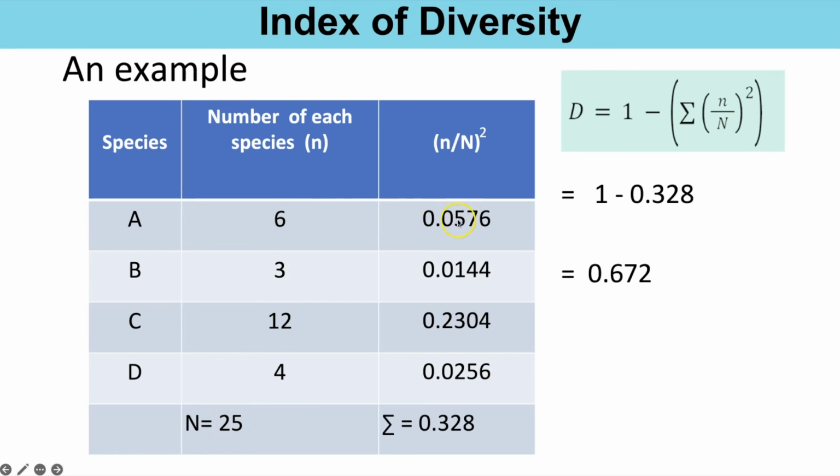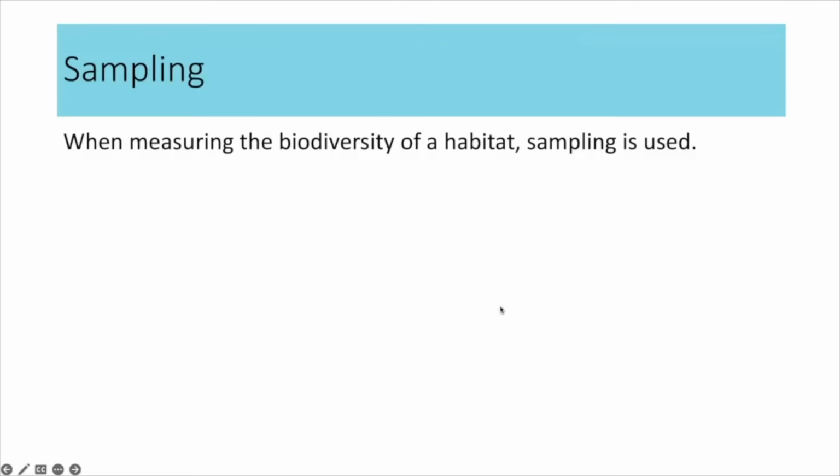So we'd need to calculate that for every species. So this here would be 6 divided by 25 squared, 3 divided by 25 squared, 12 divided by 25 squared, 4 divided by 25 squared, and then it is the sum of all of those. Once we've then done that, which in this case is 0.328, it's 1 minus that value, which gives us a final answer of 0.672.